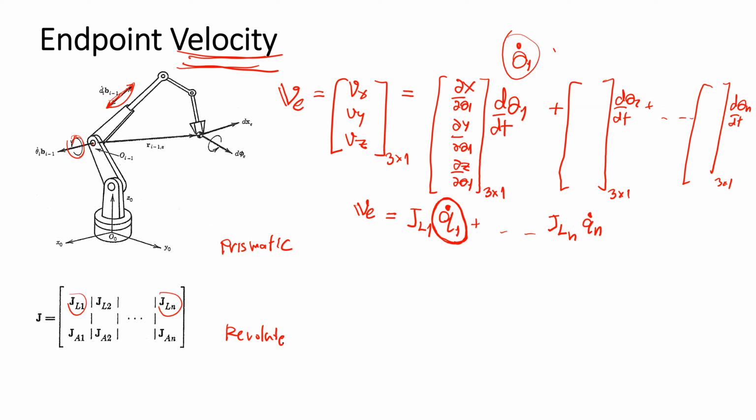For the prismatic joint, this one creates the velocity at the endpoint. This one, the linear Jacobian that relates to joint 1 multiplied by the joint variable, the joint velocity of joint 1, is going to create the velocity at the endpoint.